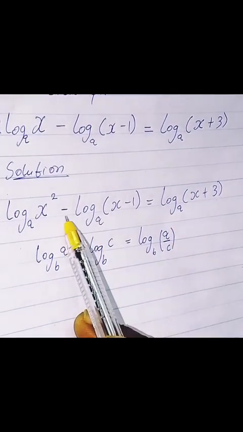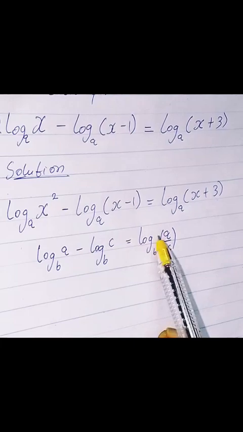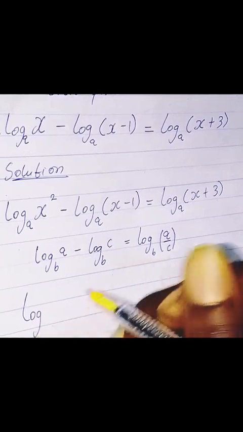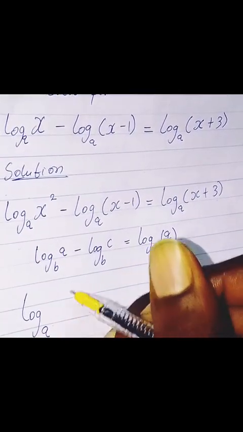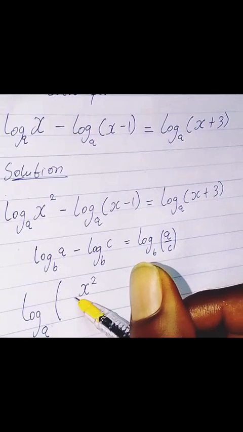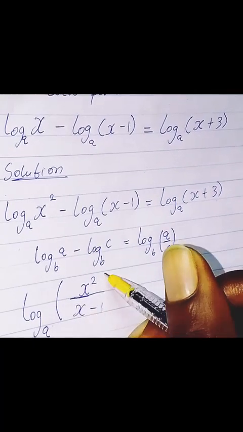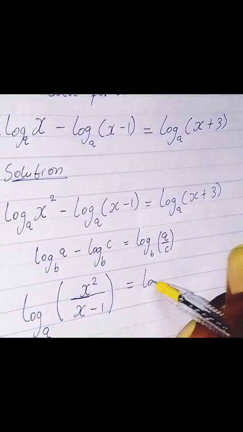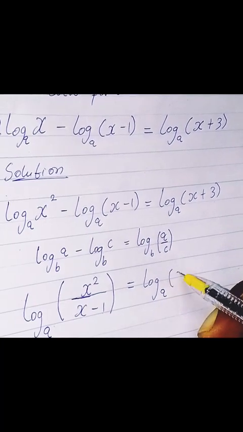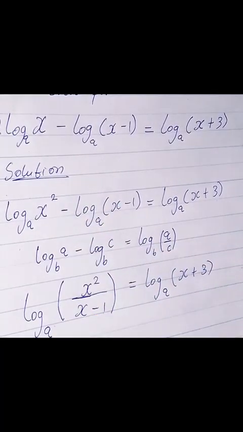Now from this part here, we can see minus here. So we are going to change this to a division sign, like this form here. We transform into this form. So this becomes log base a, and we have a big bracket here, x squared over x minus 1, then close the bracket, equal to log base a into bracket x plus 3. So now we change this part to this one. I hope you are getting that.